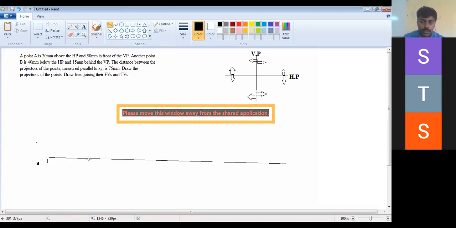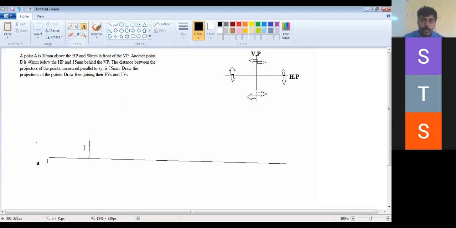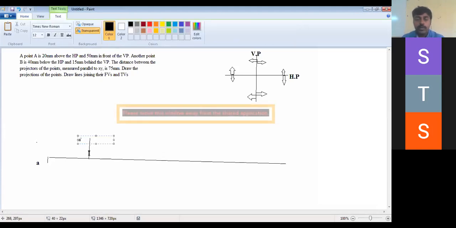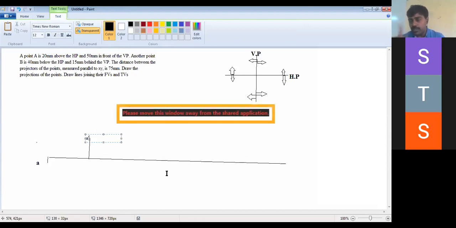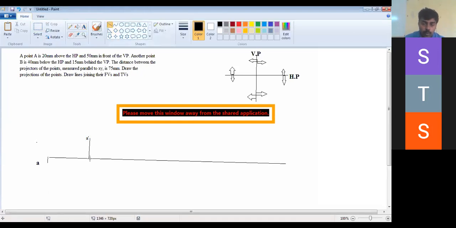It is 20 above HP. I have mentioned above HP, so I am mentioning here A dash point 20 above HP, and now 50 in front of VP. First quadrant, I told you to check just now. So A dash is above and A should be below HP.